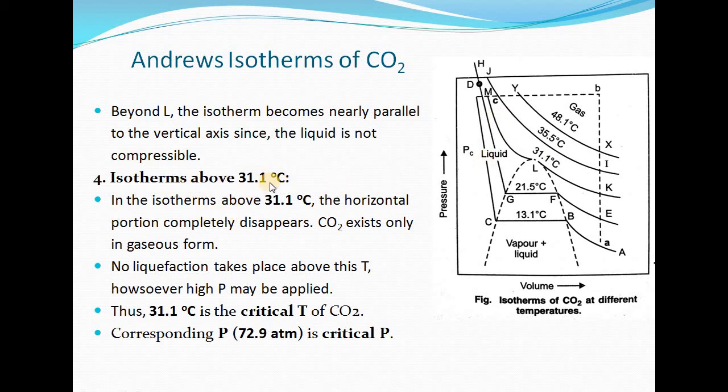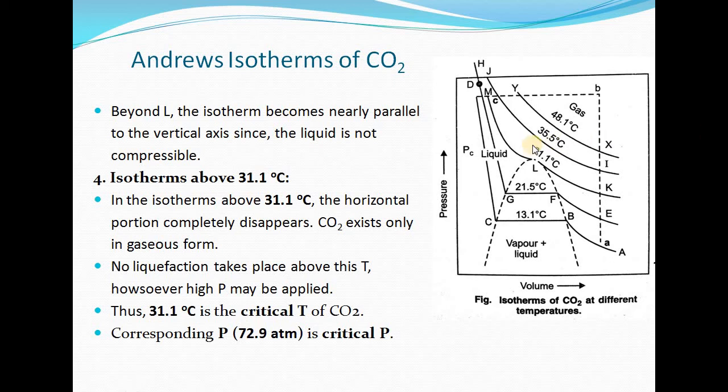Now what about isotherms above 31.1 degrees Celsius? As we will increase the temperature further, you will see there is no horizontal portion. It completely disappears and CO2 exists only in the gaseous form. So what does it suggest? No liquefaction takes place above this temperature, howsoever high pressure you are applying on the gas. So this temperature is the critical temperature of CO2 gas.